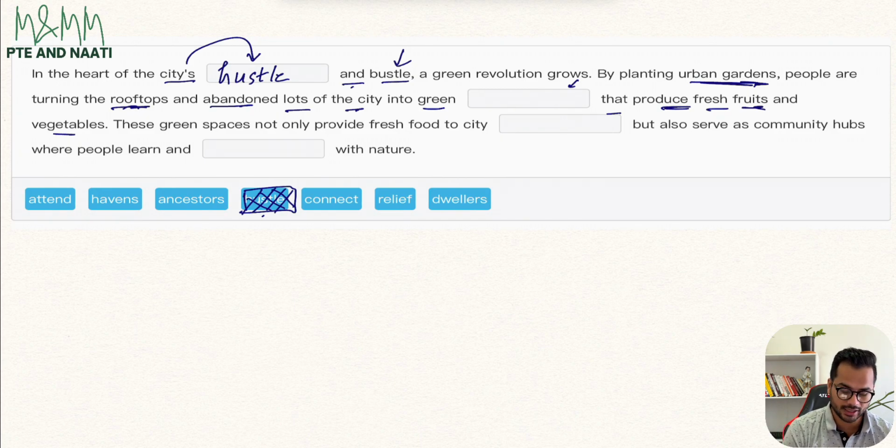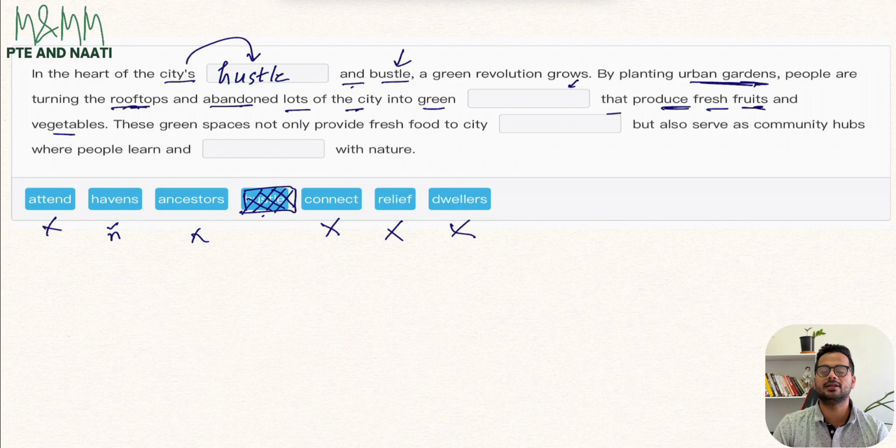Let's have a look. Green attend doesn't make any sense. Green heavens, it does make sense because it's a noun. Green ancestors, it's illogical, doesn't make any sense. Green connect doesn't make any sense. Green relief, again, it's not relatable. And green dwellers. Dwellers means people living at a place. Green dwellers, again, it's not a related word to people.